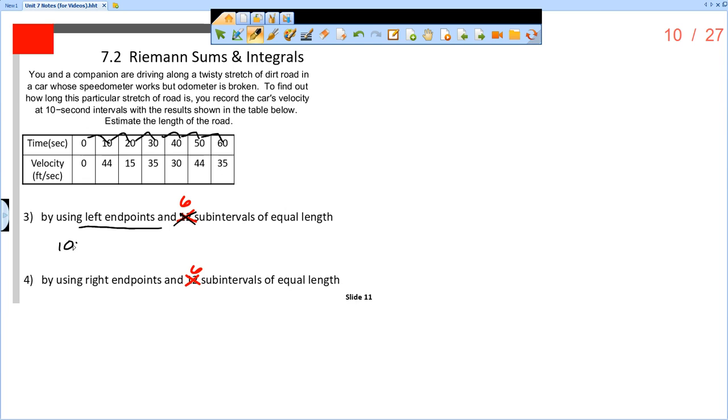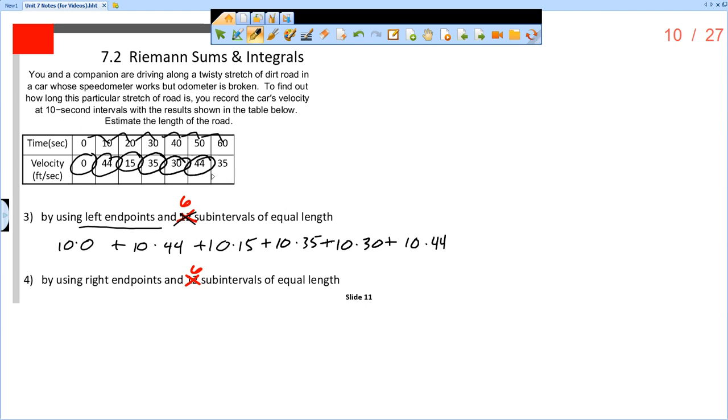Okay. All right, so now how wide is the first interval? Well, it's 10 units wide. And what is the left-hand value? It's 0. Plus, the next one is 10 to 20. That's 10 units wide times the left-hand value is 44. Plus, the next one, 10 wide times the left-hand value of 15. Plus, the next one is 10 wide times the left-hand value of 35. Plus the next one is 10 wide by the left-hand value of 30. And then the last one is 10 wide by the left-hand value of 44.